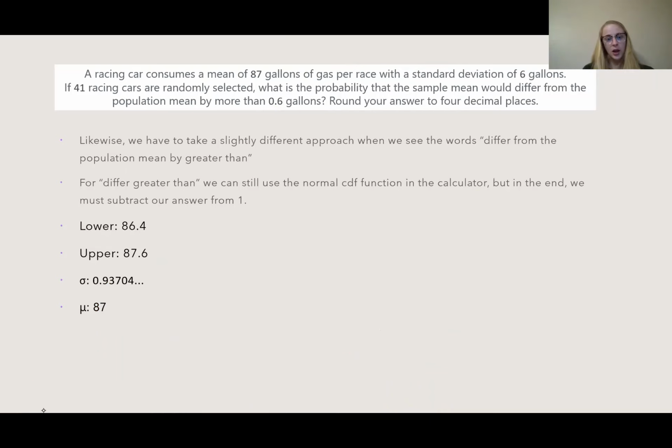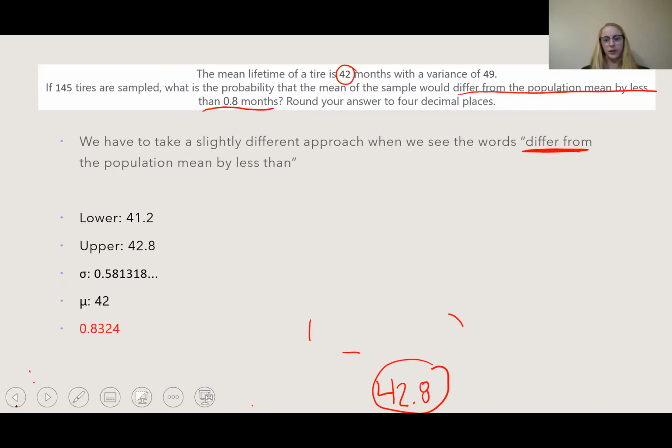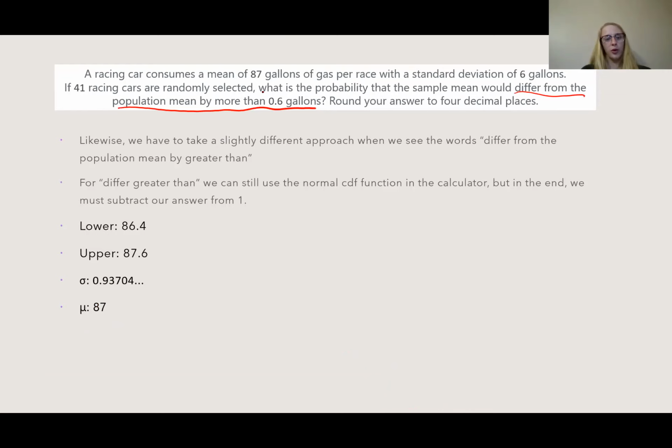Okay, the final type of problem that I want to go over for this chapter is similar to what we just did. This one says differ from the population mean by more than 0.6 gallons. So last problem, we discussed differ less than 0.8 months. Here we're saying more than, and that's the key word. More than is probably the hardest type of problem because it has the most additional steps.